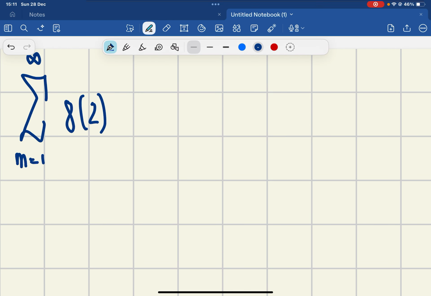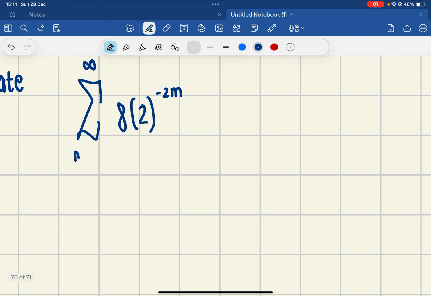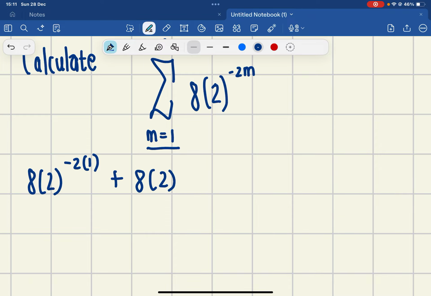And when we're given the formula, it says negative 2m. That being said, boys and girls, I want us to quickly follow the steps that I've given you from the beginning. I do not want to repeat myself. I do not want to seem like a parrot, but we have to do this. So where we see m, we'll start from 1, because this is where we start. So it's 8 multiplied by 2 to the power of negative 2(1), plus 8 times 2 to the power of negative 2(2), plus 8 times 2 to the power of negative 2(3).